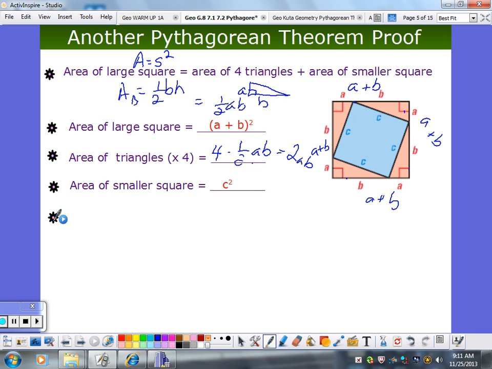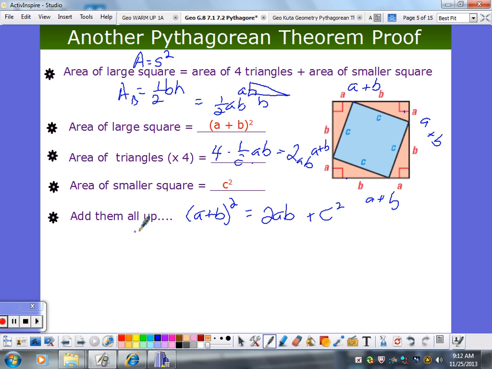So all together, what do I know here? I'm going to add them all up. So the area of the large square, A plus B squared, has to equal the area of the 4 pinks and the blue. Well, the 4 pinks are 2AB, and the blue is C squared. Who's with me so far? We following? All right, so let's see.